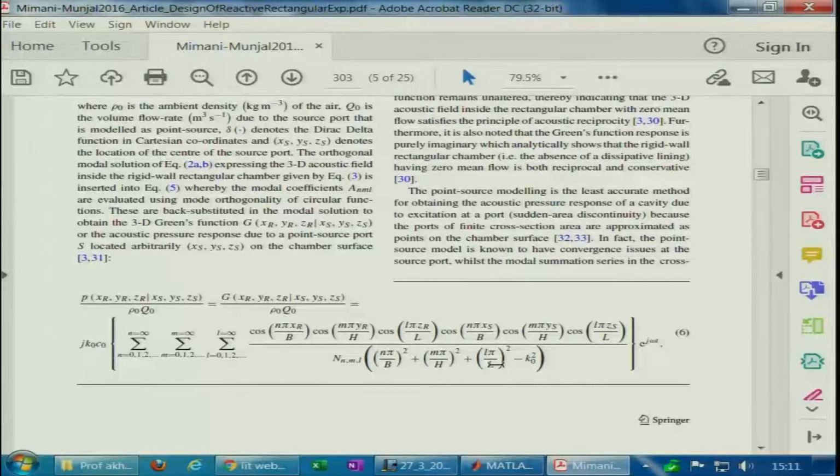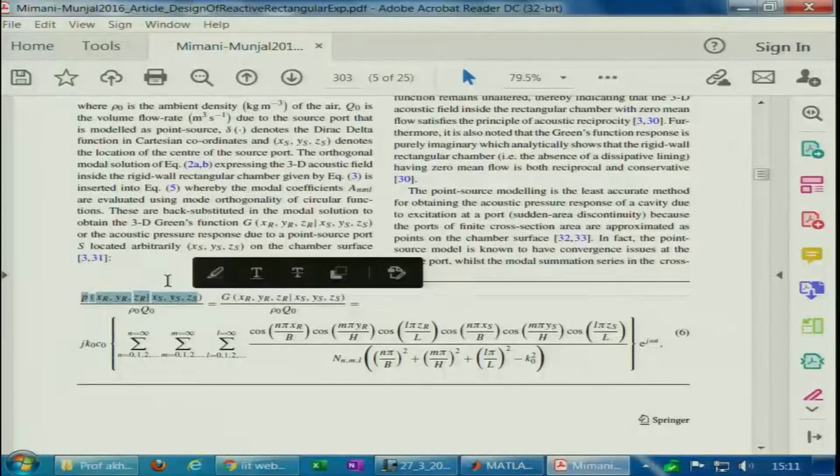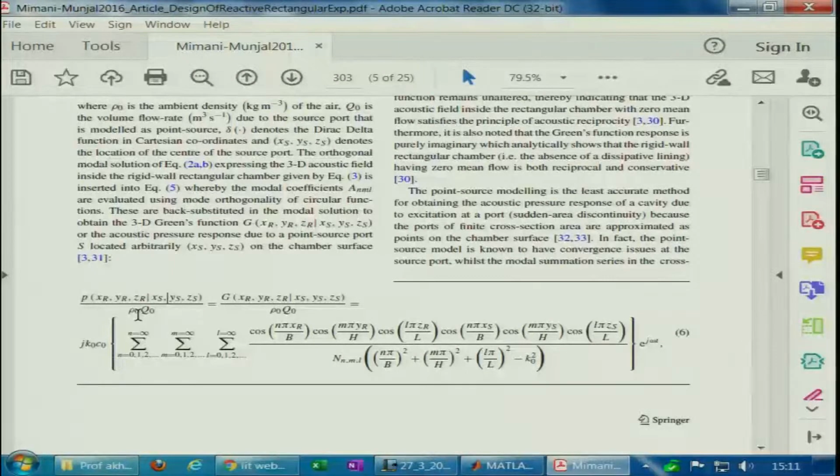Okay. Clearly, when xr is equal to xs and all the r are equal to s, you have the source and receiver to be the same, and point source representation in such a case is known to cause singularity problems. Another thing I want to tell you is to look at the units. P is the acoustic pressure and rho naught q naught is the mass velocity, kg by meter cube and meter cube by second. So, you get kg by second. So, pressure by acoustic mass velocity, that is your impedance. So, this is nothing but the impedance matrix parameter.